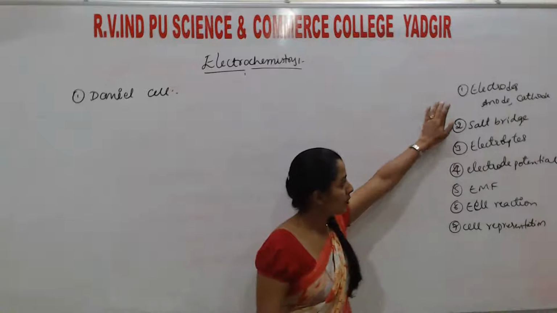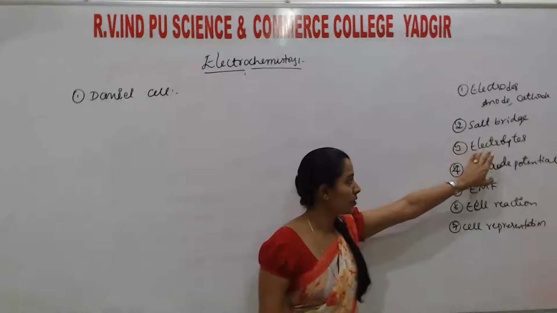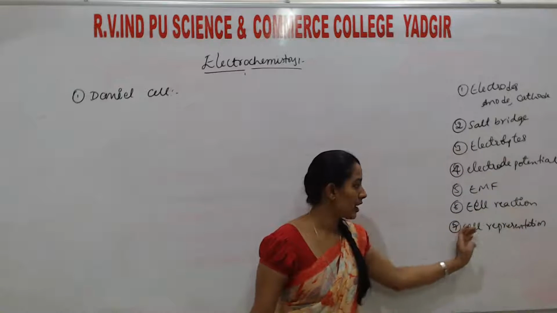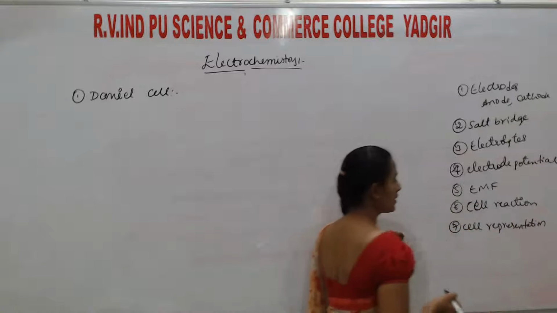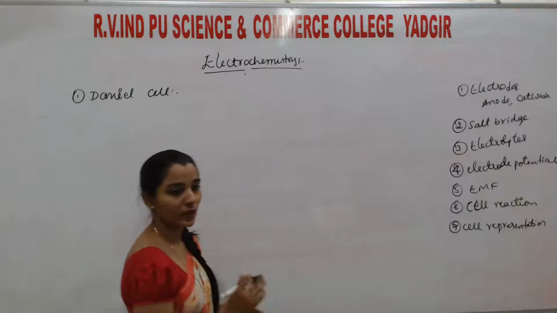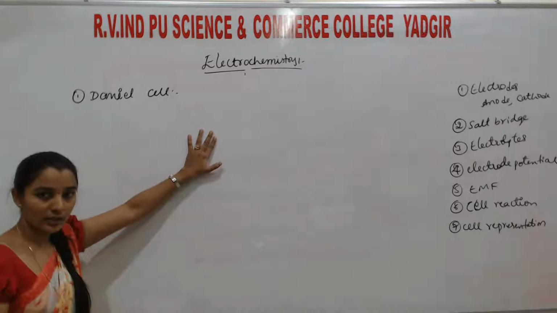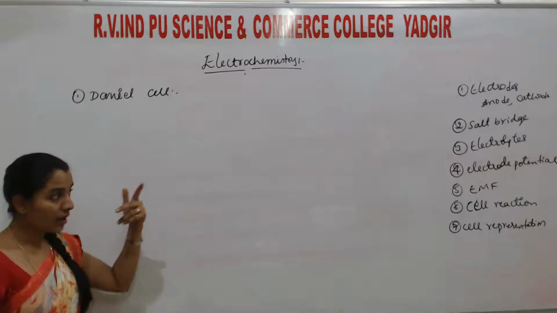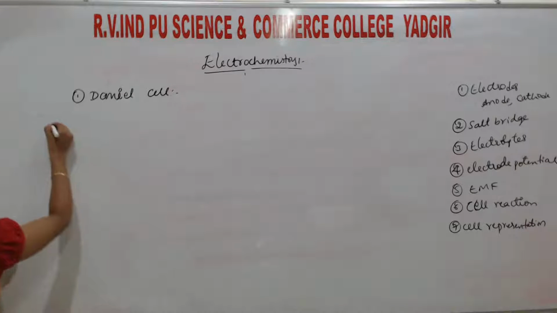These are the terms we are going to discuss in each and every topic: what is electrodes, which one is anode, which one is cathode, salt bridge, electrolytes, electrode potential, EMF, cell reaction, and also this cell representation. So initially I will write the construction, later I will say the working, and after that I will write the anode reaction, cathode reaction, and explain all those terms. So we will go with the construction first.